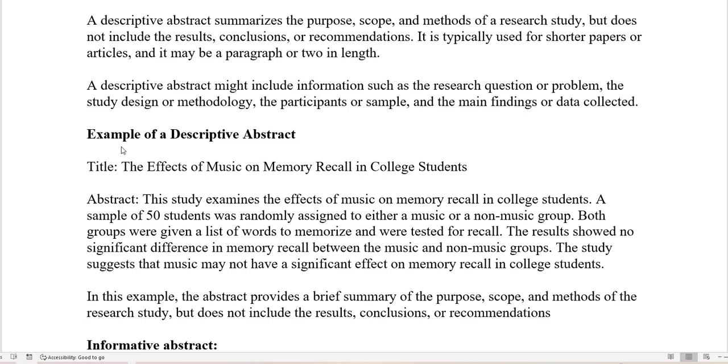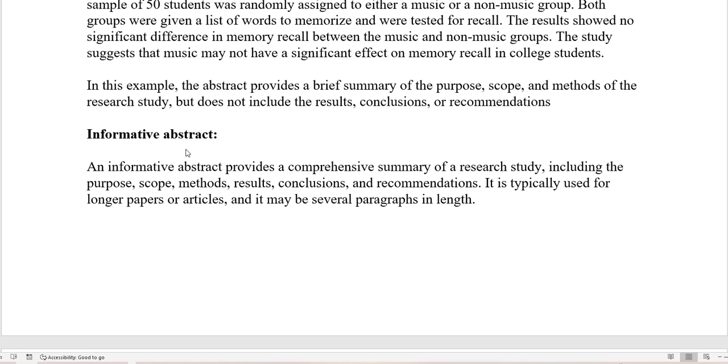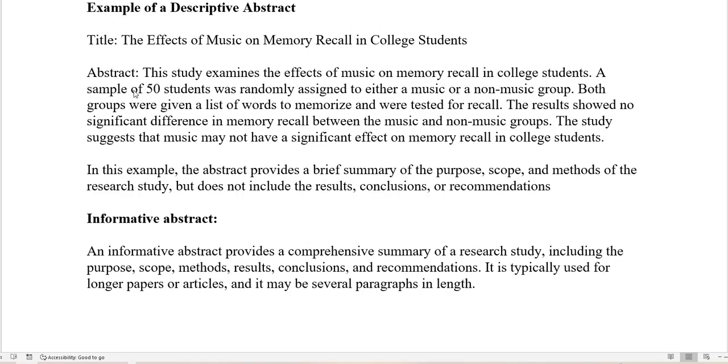So the abstract for you is just what did you write about for your argumentative paper. An informative abstract provides a comprehensive summary of a research study, including the purpose, scope, methods, results, conclusions, and recommendations. It is typically used for longer papers or articles, and it may be several paragraphs in length. So I had to do an informative abstract. You guys get to do the easier one, descriptive abstract.